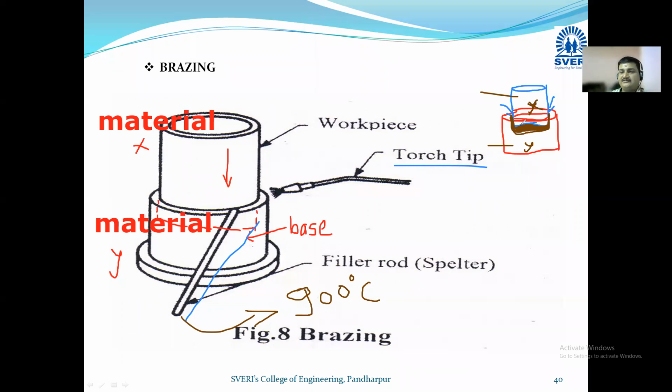When we are decreasing the temperature of this particular component, then the joint is going to be solidified and both the X and Y components will get fixed together. That is the brazing process.